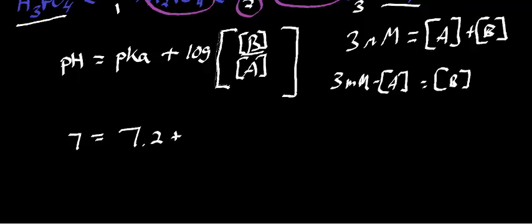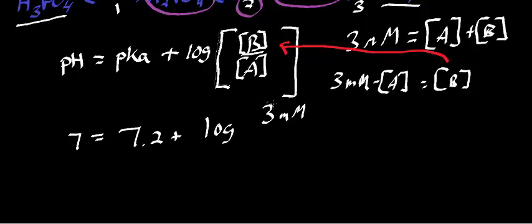So if I was to take this B and plug it in here, I would essentially eliminate the concentration of B from the overall equation, and I could just solve for the concentration of A. That's exactly what I'm going to do. So I'm going to plug that in. And so I'm going to get log of, on the top, 3 millimolar minus the concentration of A, and that's going to be over the concentration of A. Okay? So I hope this makes sense.